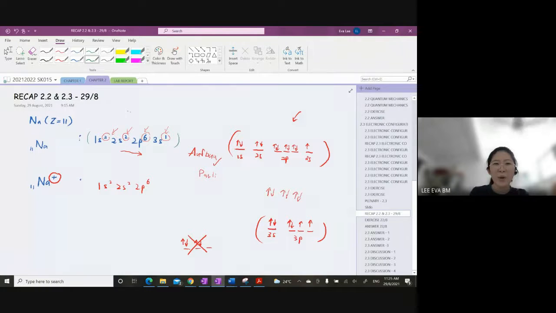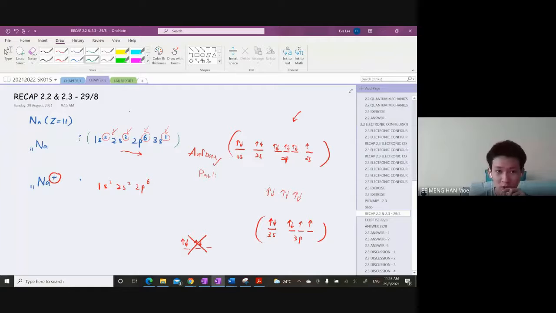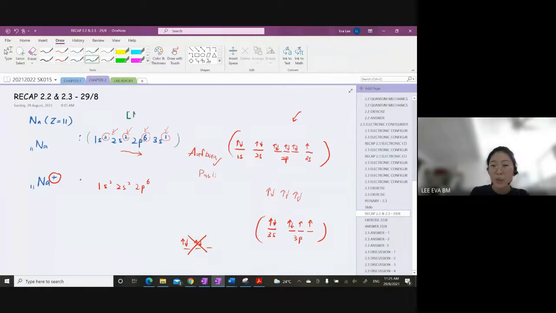Siapa ingat lagi core? Core, maksudnya inner ataupun center configuration kan? Kita nak represent macam mana? Square bracket neon 3s1. Okay, in the square bracket, we have neon, and then followed by the valence electronic configurations, our 3s1. So untuk neon, helium ataupun argon kita boleh guna jugalah dalam awak punya electronic configuration.